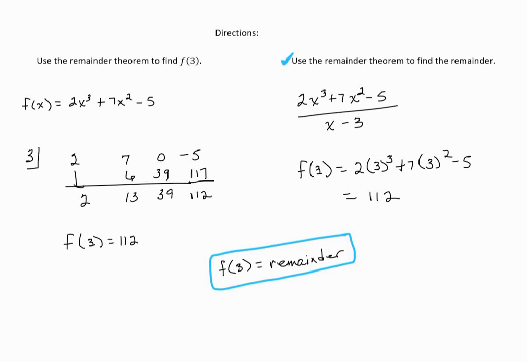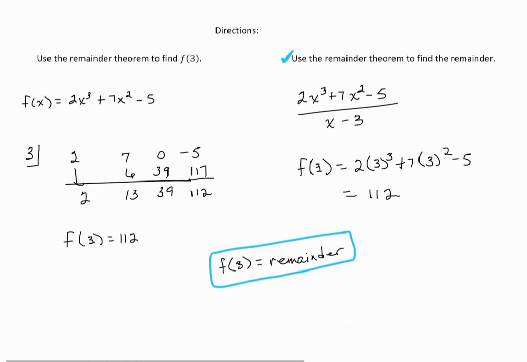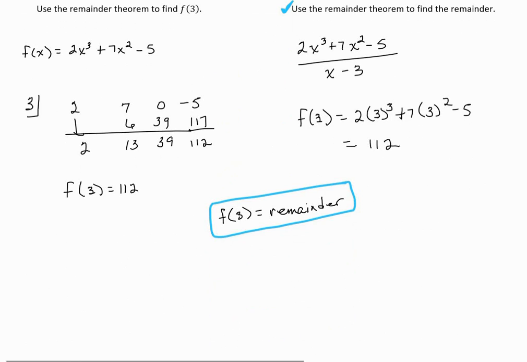The problem here on the right is saying that I'm interested in the remainder. I really don't care what the quotient is. If I go back up to my first example, I don't really need to know this part over here, the x squared plus 2x minus 1. I don't really need to know that quotient. I just want to know the remainder. So instead of going through this process of synthetic division or long division, I can just evaluate that function at 3.